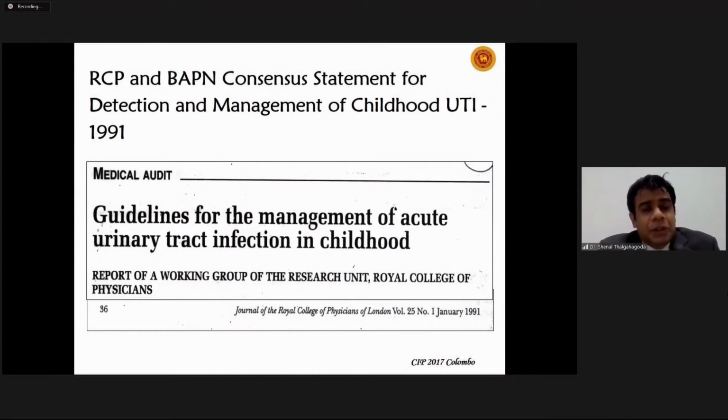From now on, I'm just going to deal with the RCP and BAP consensus statement for the management of childhood UTIs of 1991. Now, this guideline stood true for a good 20 years and is still practiced very diligently. It was practiced diligently for 20 years all over the world, and it's still practiced in certain units here as well as in other countries.